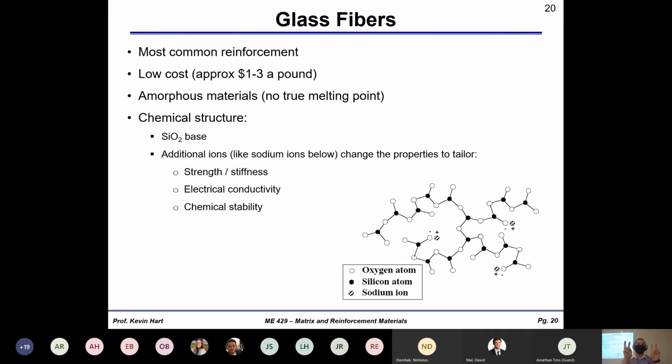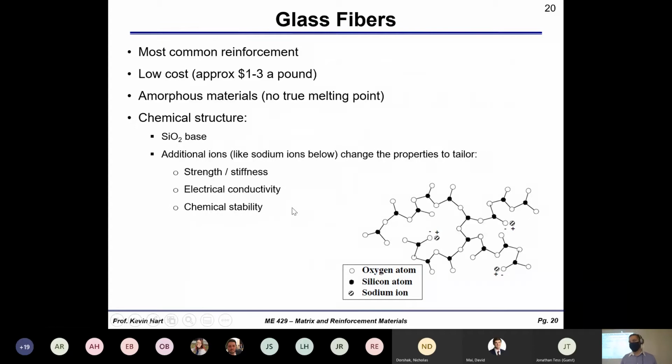We have different alloys or different types of glass that can be used in different situations depending on what the application calls for. And the ions that are sort of included and floating around this amorphous silicon dioxide structure will give you the changes or the different properties of the glasses that you might want. Okay, so some additional ions that you might see, typically salts, will be sodium ions, potassium ions, etc. Okay, it's going to change the stiffness and the strength. It'll change electrical conductivity, and it'll change chemical stability.